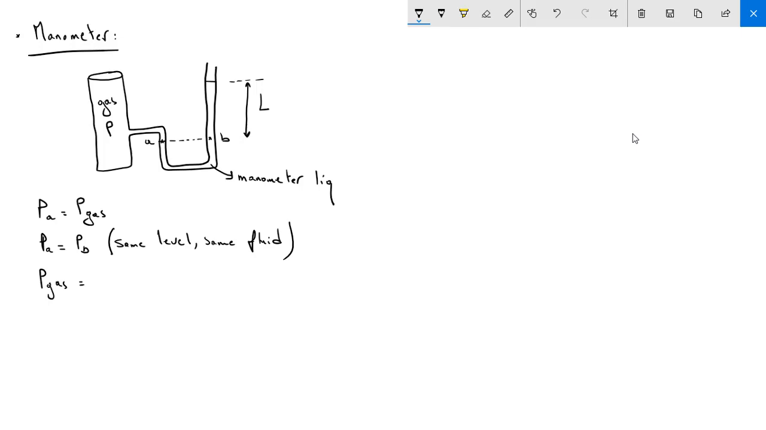So what is above PB? We have rho g L plus the atmospheric pressure. So we have two pressures. One is due to the manometer liquid column above point B, plus the atmospheric pressure exerted on the manometer opening. So in this way we can calculate P gas. We know L, we read it using the manometer, and we know the manometer liquid type and its density, and we know the atmospheric pressure, so we can calculate P gas.